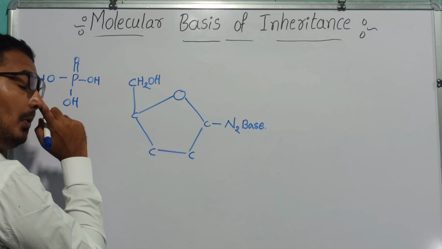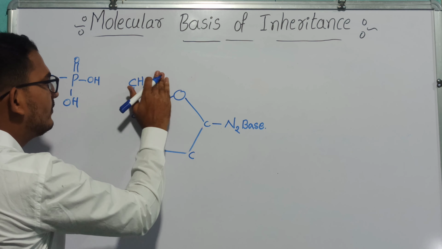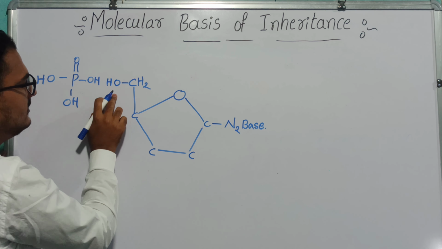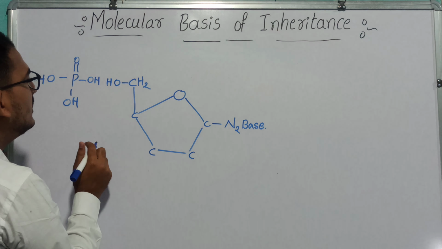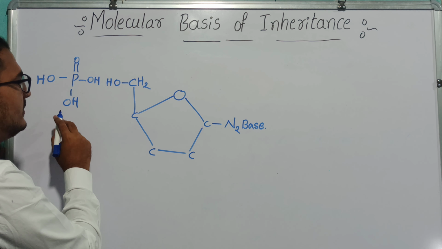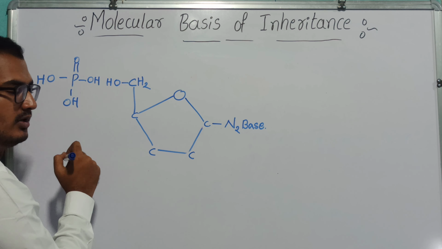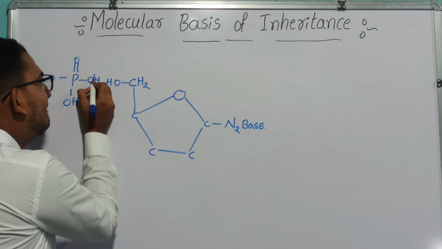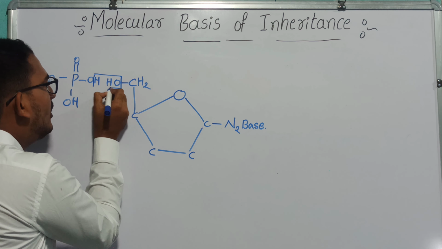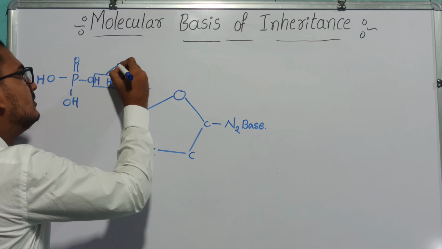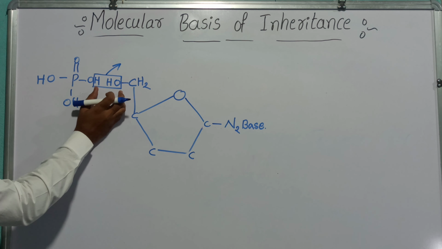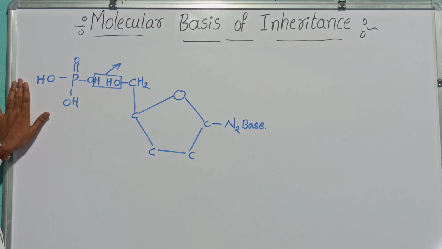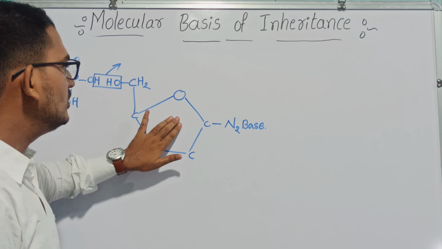Here we need to study how the phosphodiester bond is going to form. That's why I am going to write this OH group here. The phosphodiester bond that forms between phosphoric acid and the ribose sugar or a pentose sugar is going to form by eliminating a water molecule from this OH and this OH group. Now the phosphodiester bond is formed between phosphoric acid and the pentose sugar.